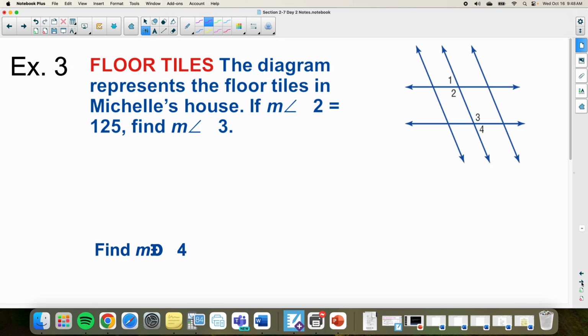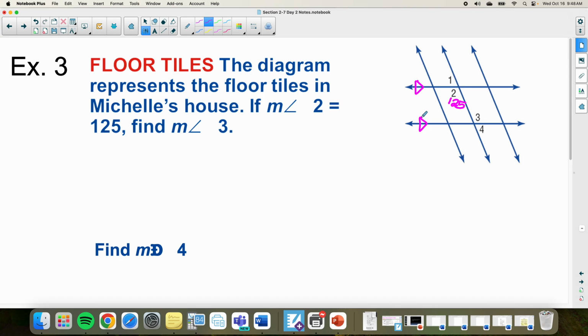So let's look at this example, and it says the diagram represents the floor tiles in Michelle's house. If the measure of angle 2 is 125, find the measure of angle 3. Now, something that should be in this diagram that's not is they should tell us that these two are parallel, and probably another set. But for right now, they would have to tell us that these two are parallel for us to do this.